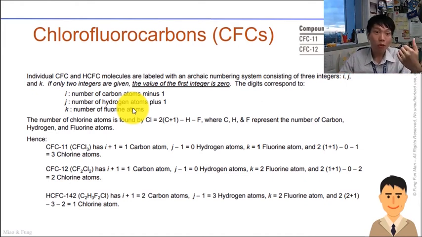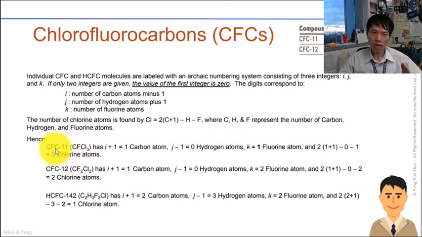So the number of fluorine atoms is depicted by K, the last digit here. The number of chlorine atoms is found by 2 brackets C plus 1, number of carbon plus 1 here, minus H minus F here. This is just something about organic chemistry that I talk about in my other playlist, so you don't have to worry here.